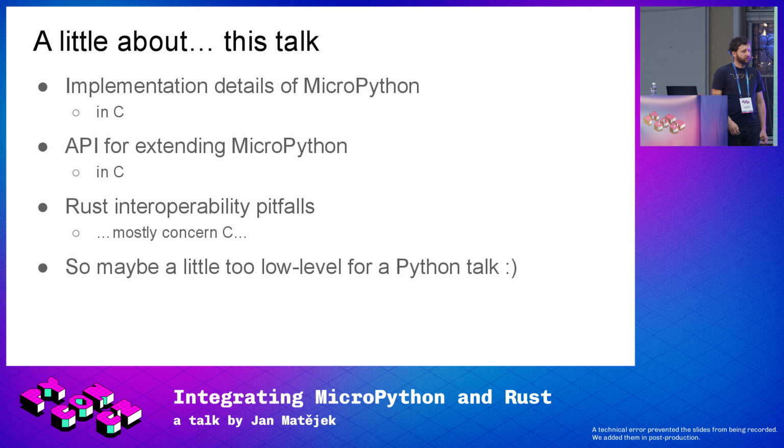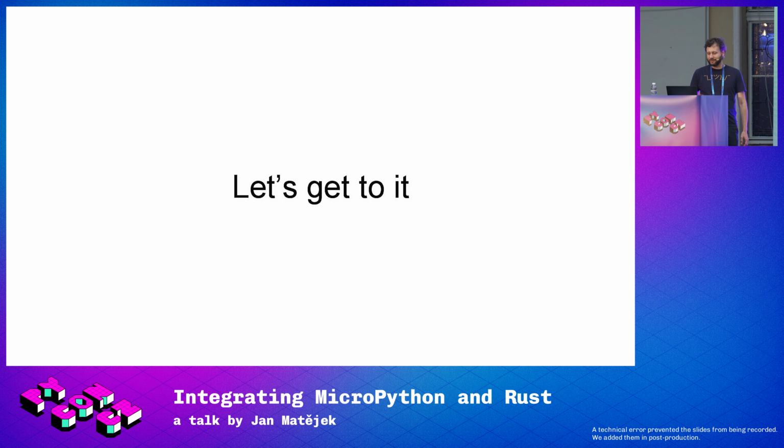Just quickly about this talk. I will be talking about implementation details of MicroPython, which is written in C, about the API for extending MicroPython, which is also in C, and Rust interoperability pitfalls, so like problems we encounter on the boundaries with C. So maybe I should have gone to a C conference, but you guys were interested, so let's get to it.